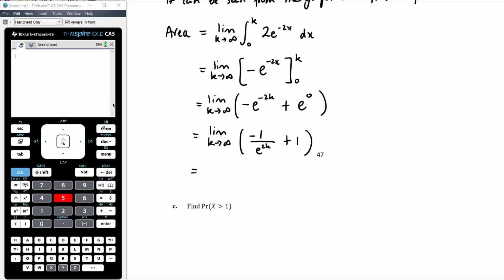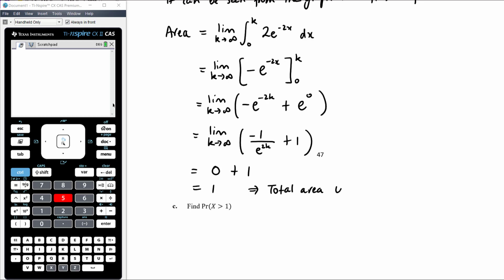So we're thinking about, alright, as k approaches infinity, this power gets really, really big, this gets really, really big, and then when we're dividing 1 by a really, really big number, that's going to limit to 0. Okay, and so we're going to get 0 plus 1, and so it is 1. Total area is 1.